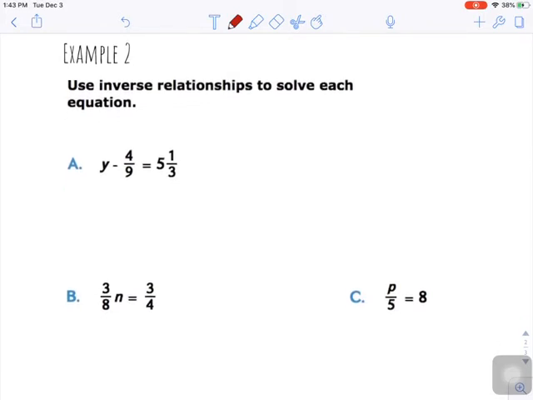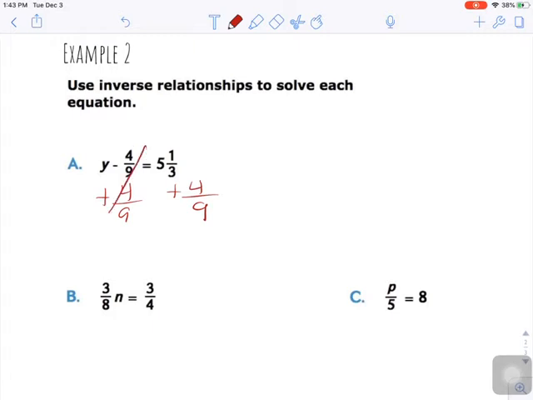So example 2, it says use inverse relationships to solve each equation. So again, inverse relationship is just where we're doing the opposite of the operation. If it's subtraction, we're doing addition. If it's multiplication, we're undoing the operation by dividing. So A, it's a subtraction problem. So to undo that operation, what operation do we need to do? We're going to add. So we're going to add 4/9 to both sides.